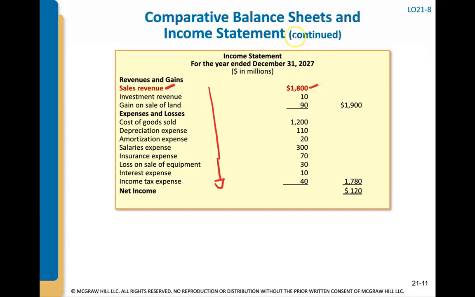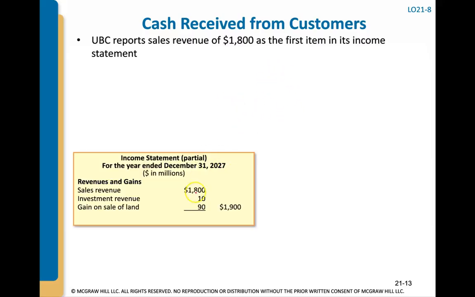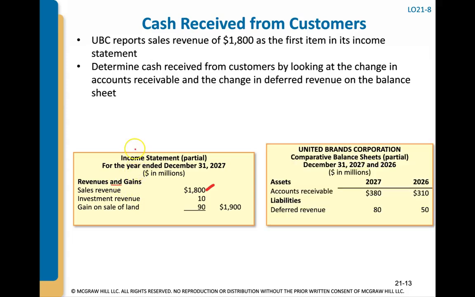Sales revenue is $1,800, but we have to convert that to how much we should receive in cash. So here's our $1,800. I'm just going to do this for all my slides. I have a little snapshot of the income statement, and this one is just a snapshot of all the revenues and gains on this particular income statement. So we have sales revenue of $1,800, and you have to also look, in order to do the direct method, and in the indirect, at the related balance sheet accounts.